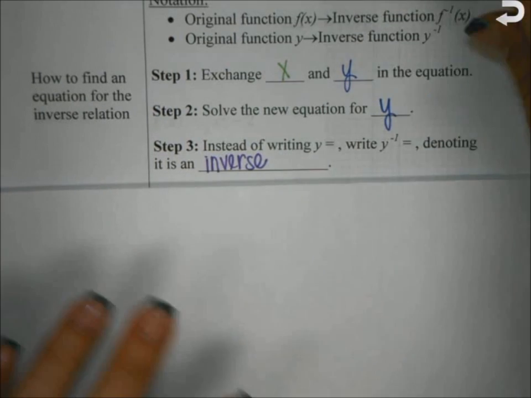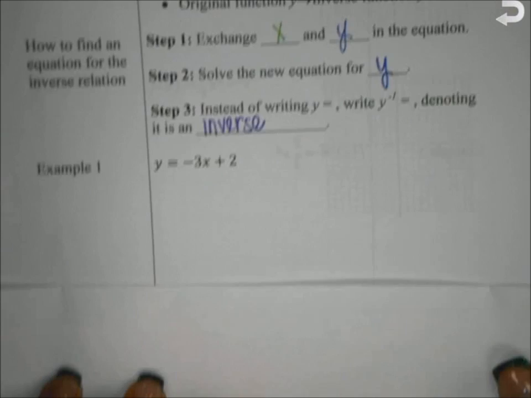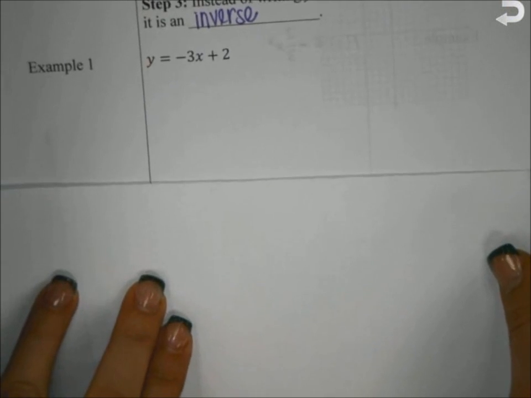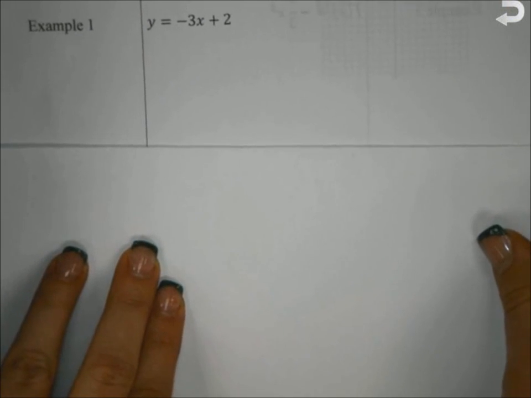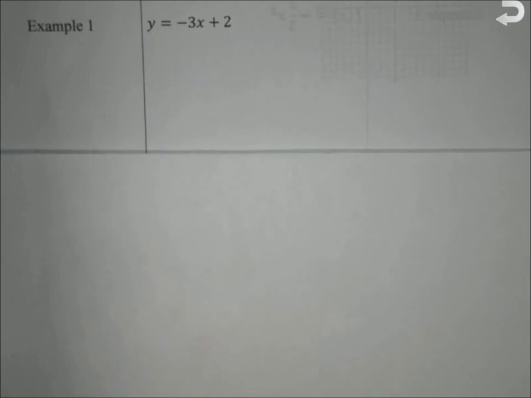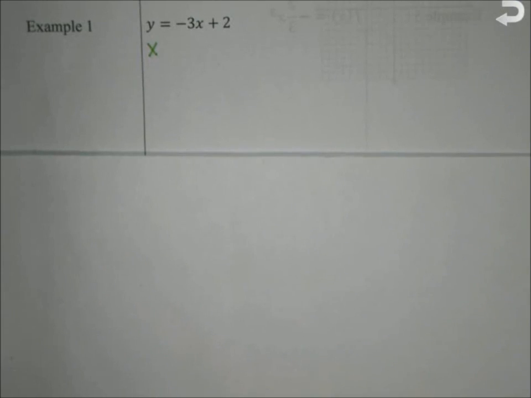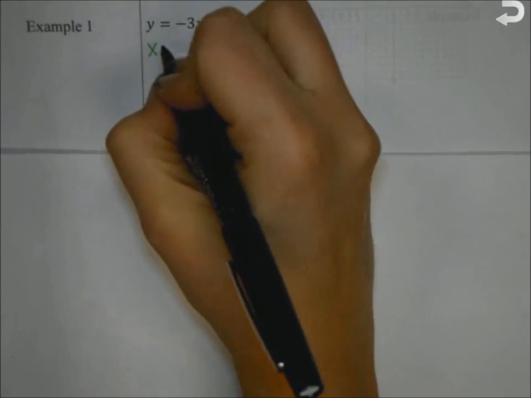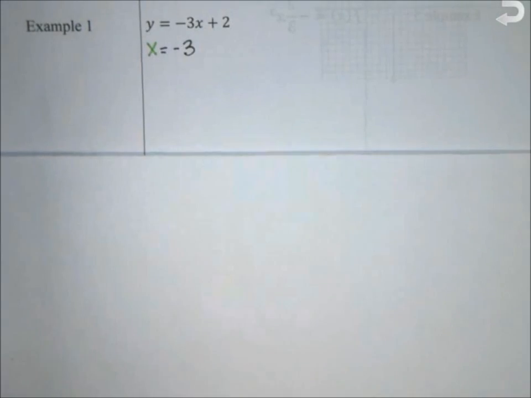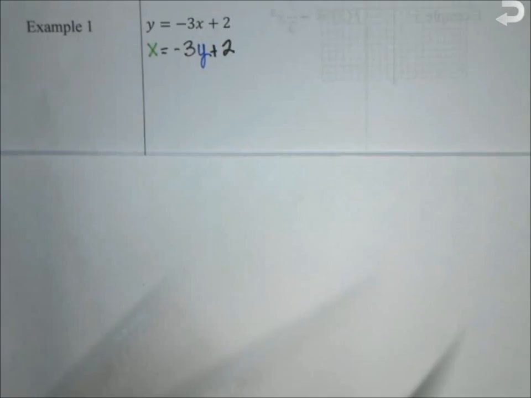Example 1. We have y equals -3x plus 2. That's our function. Our first step is to exchange x and y. So instead of y equals, we're going to write x equals -3, and instead of x, we're going to put y, plus 2. All I did here was rewrite it, but I switched the x and y.